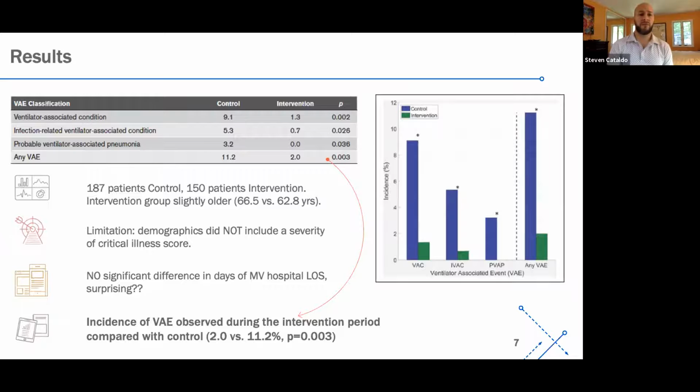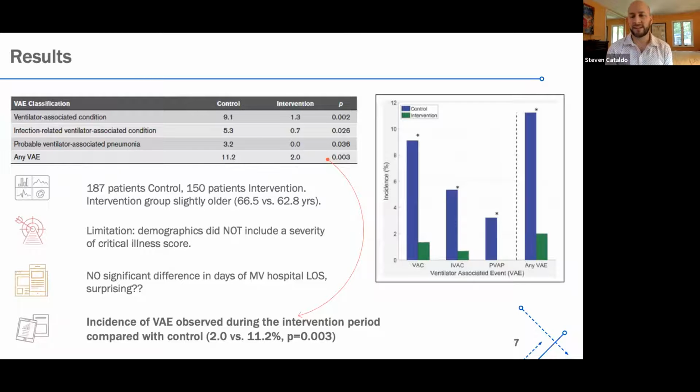A little over 330 patients total, 187 of those in the control group, 150 after we brought it to the tablet. In terms of simple demographics, the intervention group was slightly older, 66.5 versus 62.8 years. That was statistically significant, so it's worth mentioning here. Clinically significant, not sure. One of the limitations, admittedly, of the study is that we did not include a severity of critical illness score, like an APACHE score or something like that. I think that's something we would probably do in the future, because it would be relevant to see if one group was inherently sicker than the other.